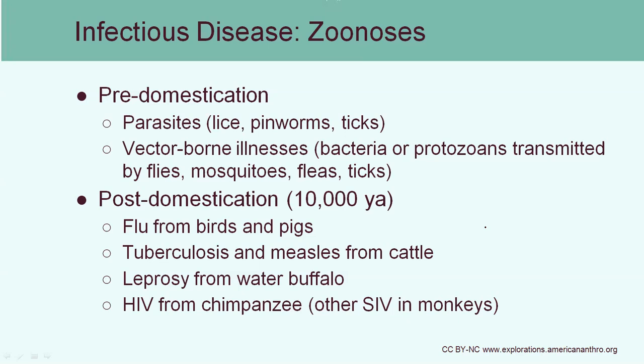Some specific examples: we know that the flu virus actually originated from birds and, through birds and pigs, made its way to humans. We also know that tuberculosis and measles have ancestral species from cattle. Leprosy most likely came from interactions with water buffalo, this is in Southeast Asia. And HIV, we actually think came from chimpanzees, our closest relatives.